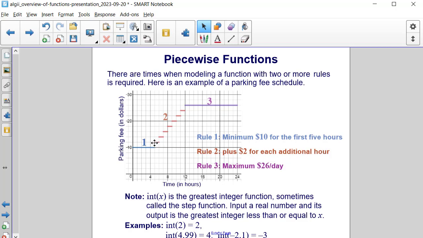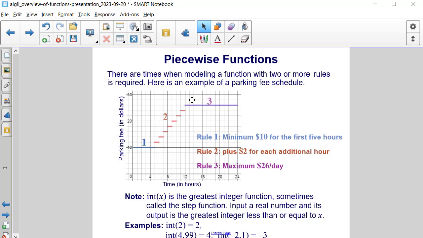So if you're there for between 5 and 6 hours, you're going to pay $12. So that's 10 plus 2 more. If you're there for between 6 and 7 hours, you would pay the $10 plus 2 additional sets of $2, so that would be $14. They have a final rule that the maximum number of dollars that you would pay in one day is $26.